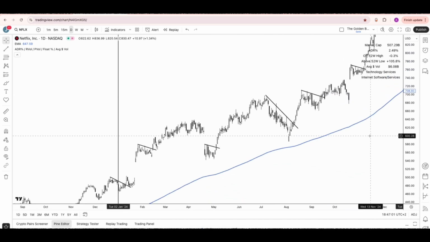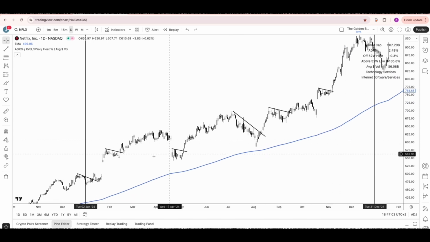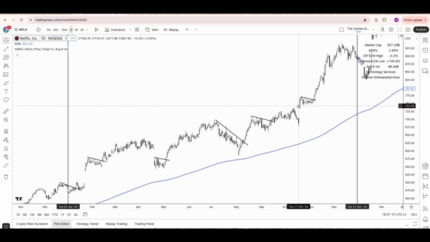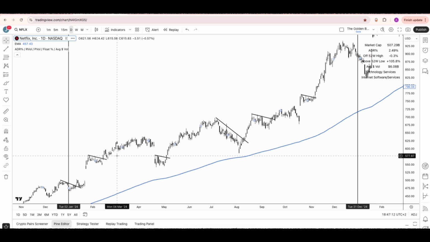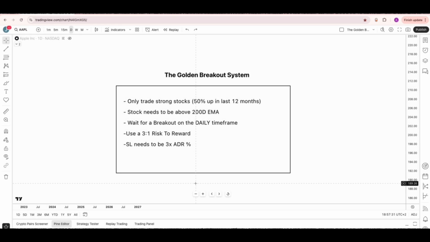So if we take a look and count all of the trades, we have 1, 2, 3, 4, 5, 6 valid setups across the whole year. And you can see that after every single trading setup, the stock continued to go higher. That's because the golden breakout system is designed with one thought in mind, and that is how to keep the win rate as high as possible. And the end result is the following criteria here.